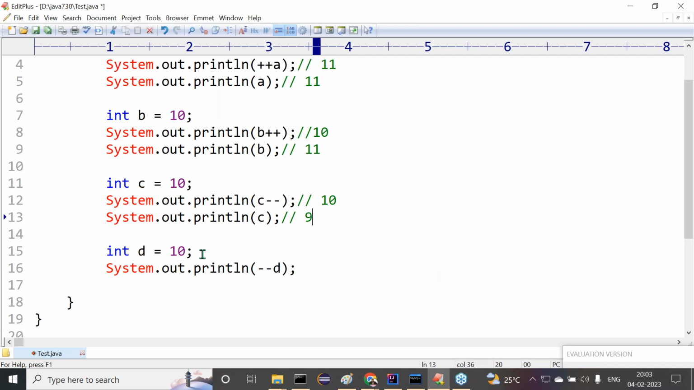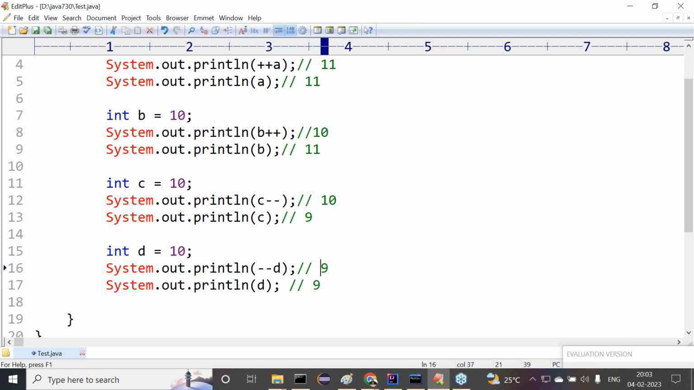Now tell me, int d is equal to 10. Now here, System.out.println of minus minus d. What is this minus minus d? Actually, it is a pre-decrement. Pre-decrement in the sense, first the value will be decremented, and the decremented value will be displayed here. What is the current value? 10. 10 must be decremented in memory or not? The decremented value will come, that is 9. After that, System.out.println of d. If we display it, what value are we able to get? 9 only we are able to get.